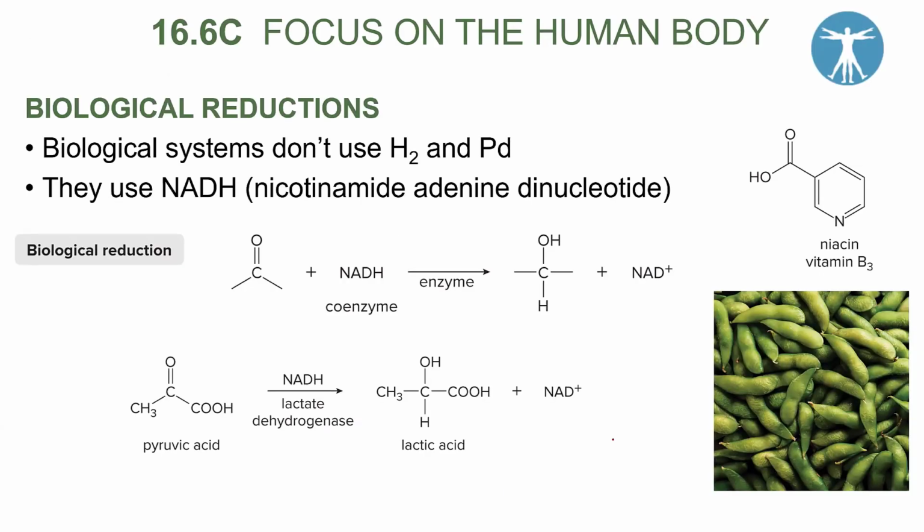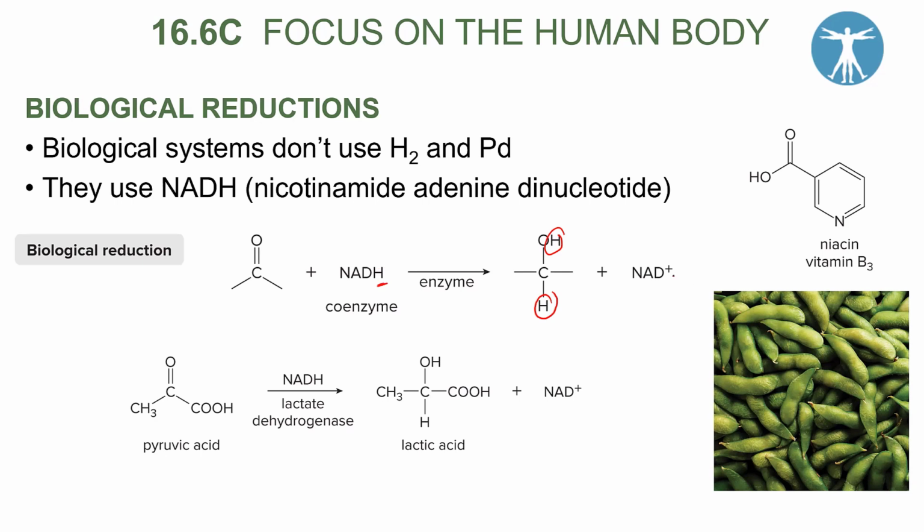In biological systems, we definitely don't use H2 and palladium. That's just not safe. Instead, we use a reagent called NADH, or nicotinamide adenine dinucleotide. So in this biological reaction, we have some ketone in our biological system. We use NADH, which is a coenzyme that will add our hydrogens here and here. And that H was removed from NADH, so that becomes NAD+.